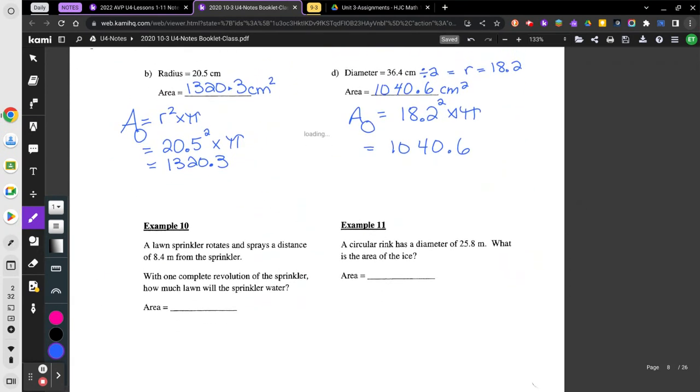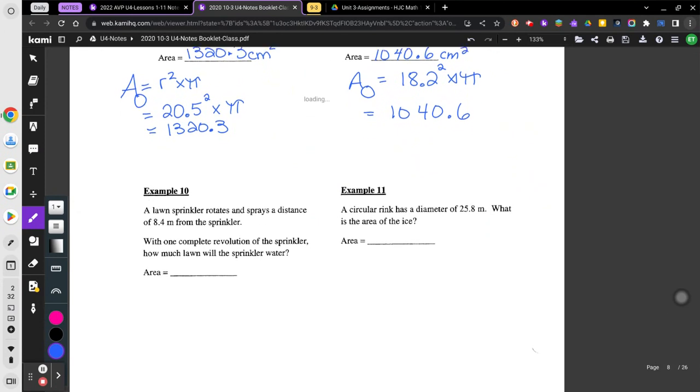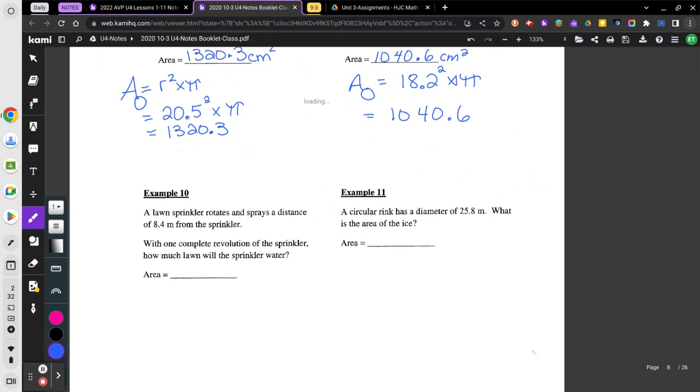Our last two examples. One is a circular rink and one is a circular spray pattern from a circular sprinkler that goes round and round. You know those ones that go, that's what these sprinklers are about. So it says it sprays a distance of 8.4. So if I'm the sprinkler and I'm going 8.4 all around and I'm the middle of the circle, what does that mean? What part is 8.4? Is that all the way across or is that only halfway?